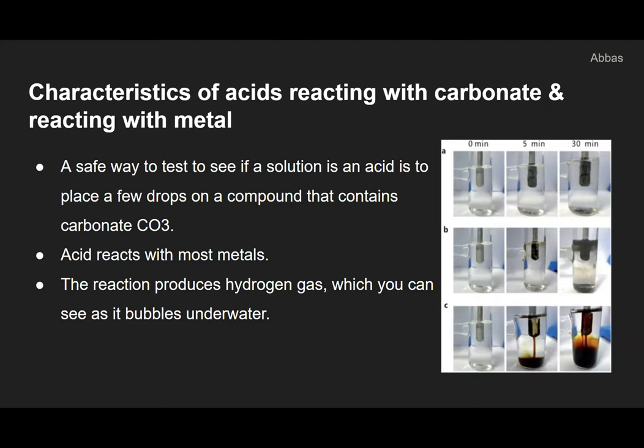It starts reacting with different types of metals, and we can see how it looks after 30 minutes. Acid reacts with most of the metals, and the reaction produces hydrogen gas, which you can see bubbling underwater. And here, with the second one, the middle one, we see a lot of bubbling.